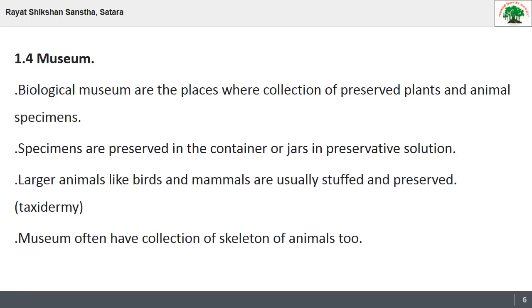Biological museum is actually a merger. Merger means it is a combination of two things. So in this biological museum, there is a botanical museum and there is a museum of biology, meaning a plants museum and an animals museum. In this museum, the specimens are preserved in containers or jars in preservative solution, for example formalin.